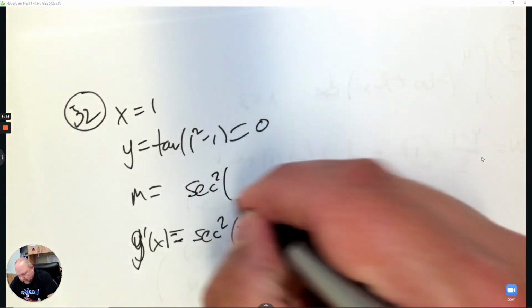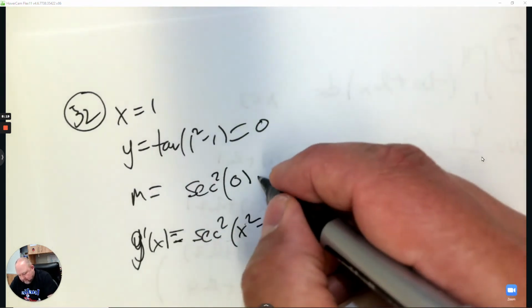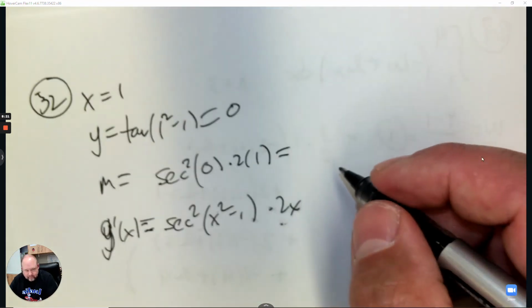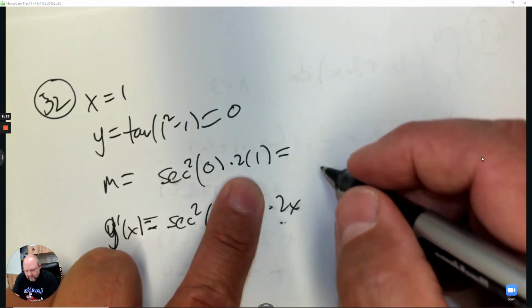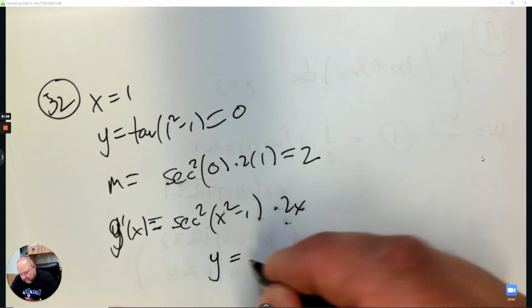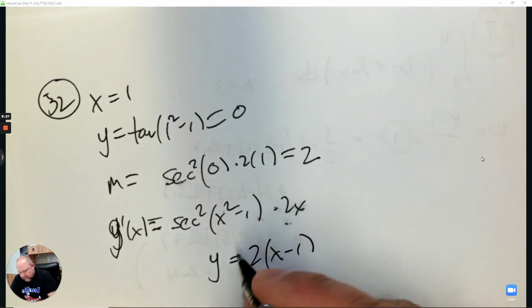So we have secant squared 1 take away 1 is 0 times 2 times 1. This value is 1 times 2. So then we have 2x minus 1 plus 0.